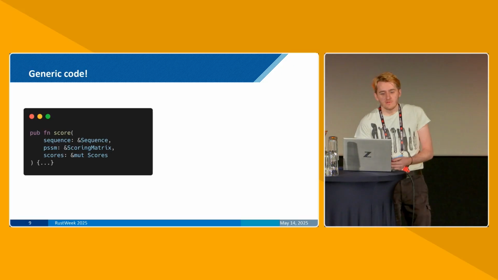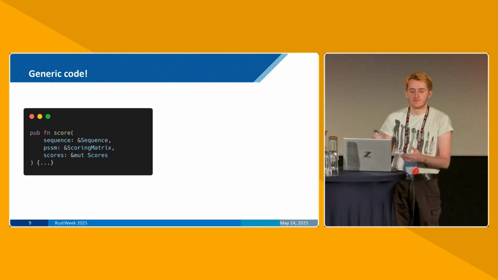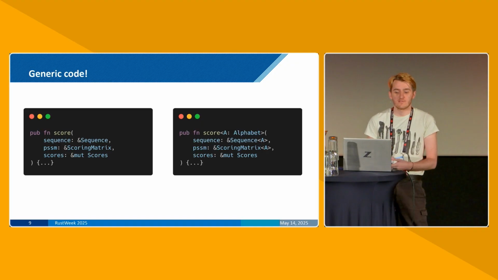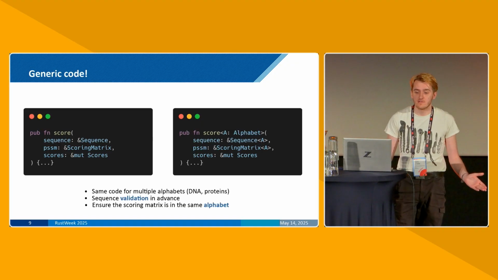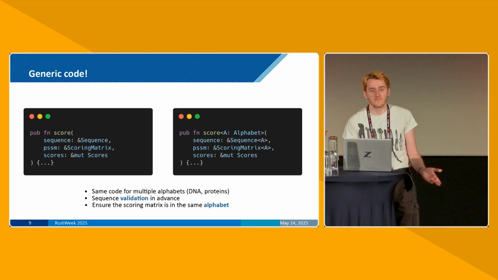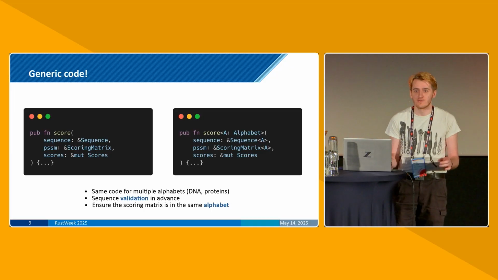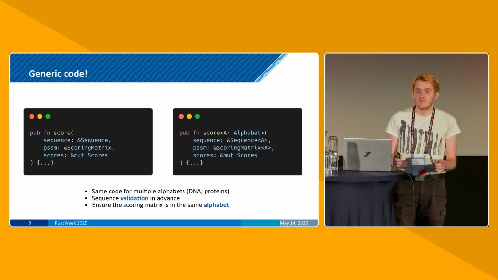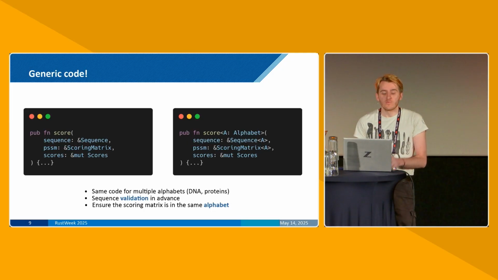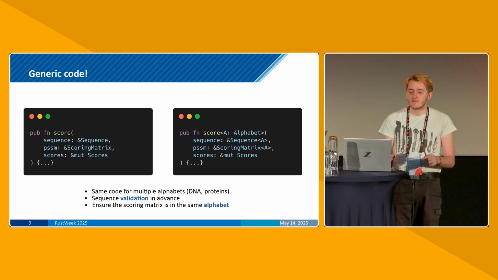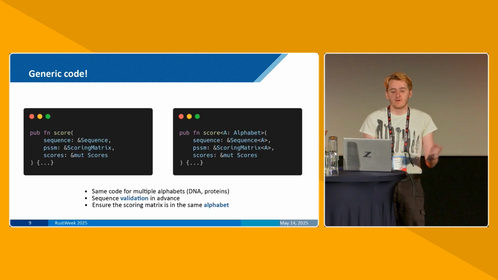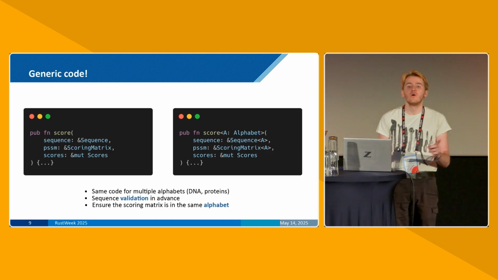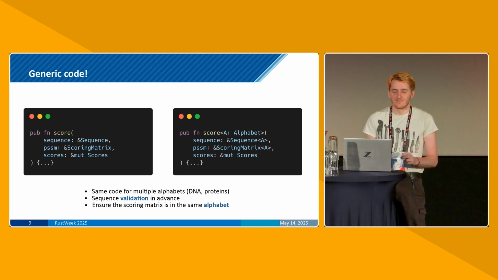This means that our scoring code, which had this signature, turns into generic code over the alphabet. This has 3 results. One, we have the same code for DNA and proteins, which is great, because that's not always the case. Two, we have sequence validation in advance. When you are processing data, we already know we only have the 5 symbols we care about. Three, we ensure the scoring matrix and the sequence are in the same alphabet, which is also sometimes a mistake, which is not great.